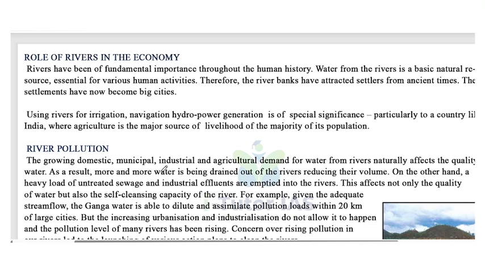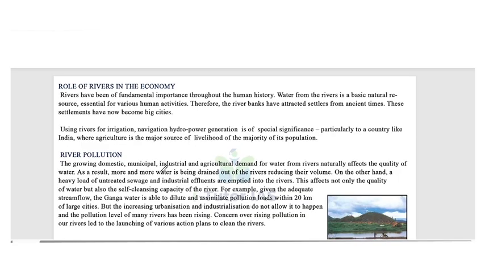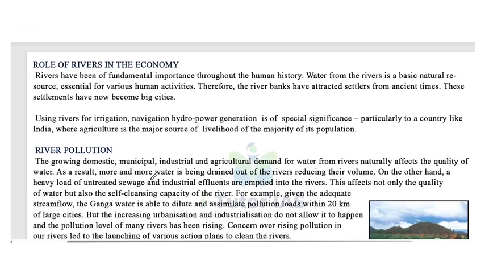Next one is the role of rivers in the economy. Rivers have been of fundamental importance throughout human history. Water from the river is a basic natural resource and essential for various human activities. Therefore, river banks have attracted settlers from ancient times. These settlements have now become big cities.